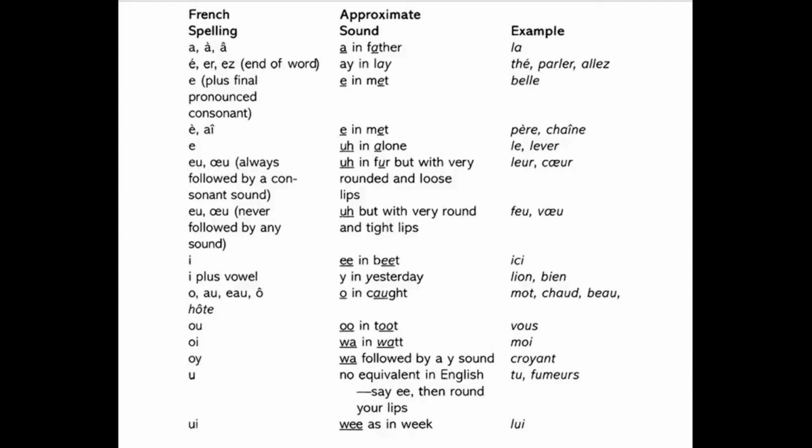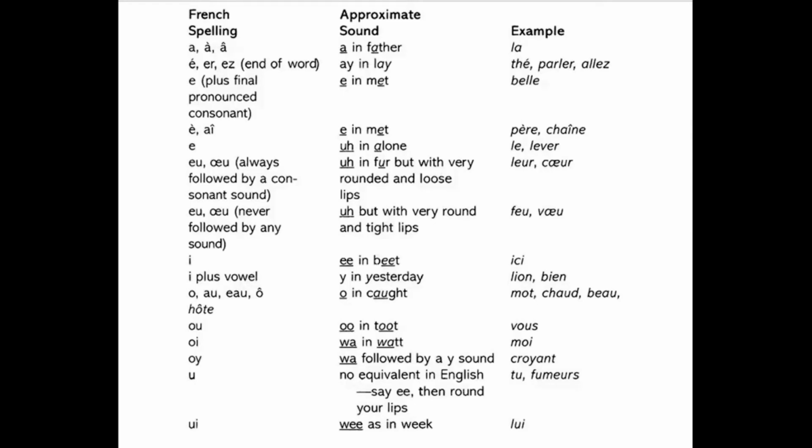Then OI sound is wa, so it is moa, moa, moa. OI sound is also wa, followed by a Y sound, no equivalent in English. So OI sound is wa. So kwa, kwa. It sounds typical to speak, but try.